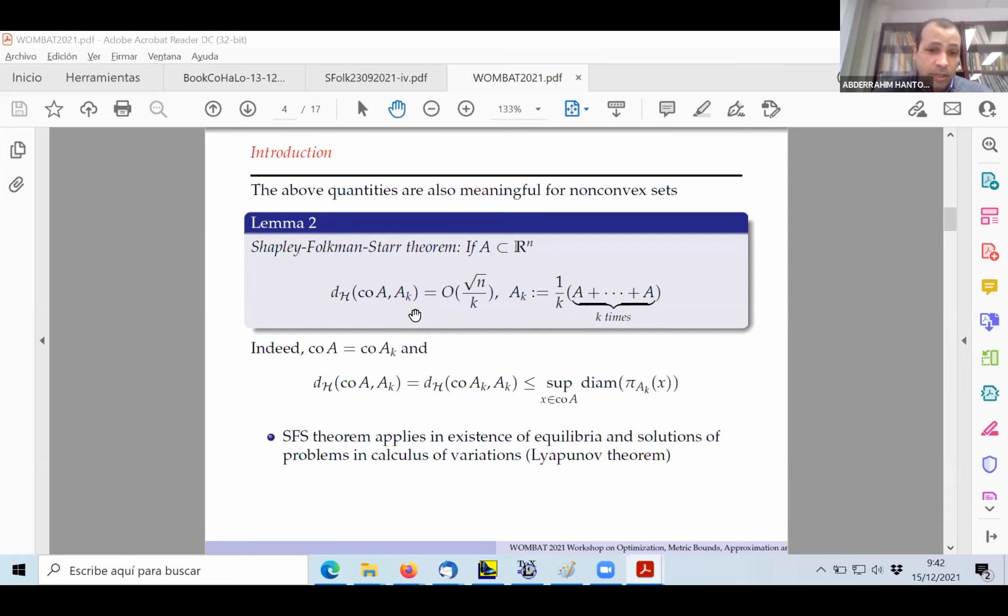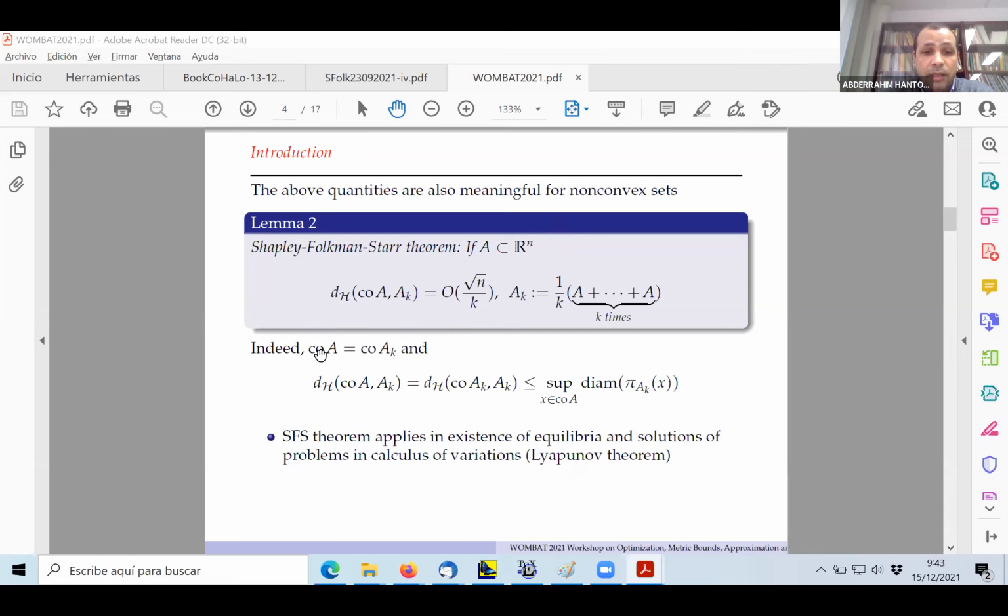And actually, the result is even more precise. It gives us exactly the rate of the convergence. N here is the dimension of the space, and K is the number of iterates. So how can our dual representation of the Hausdorff distance be used to explain this result?